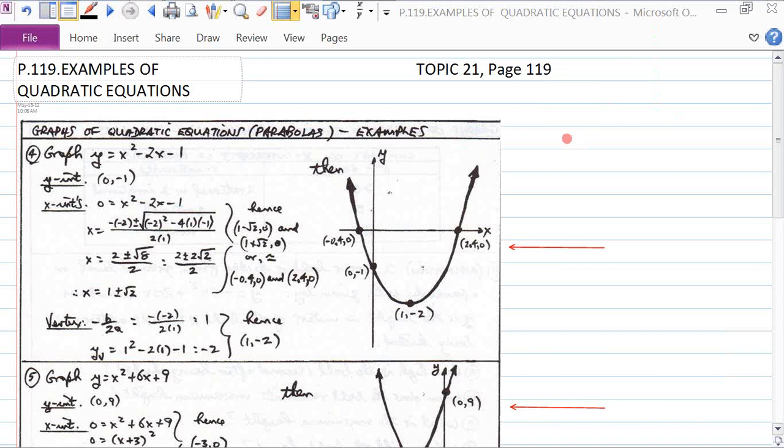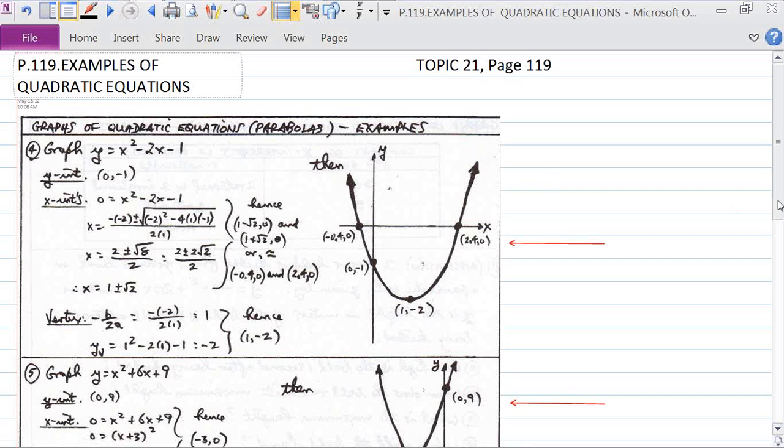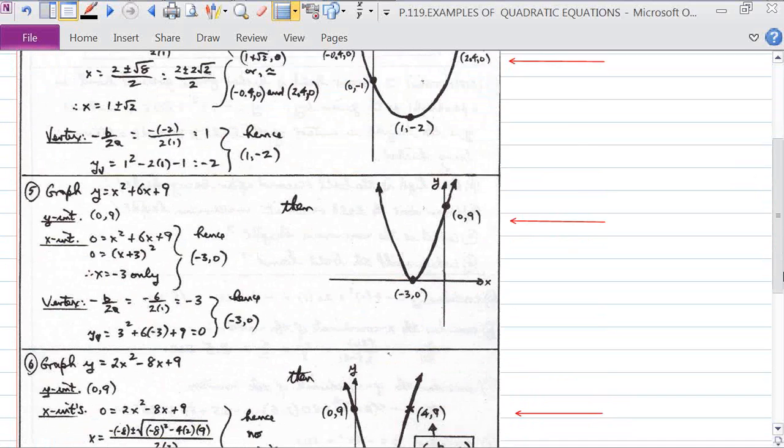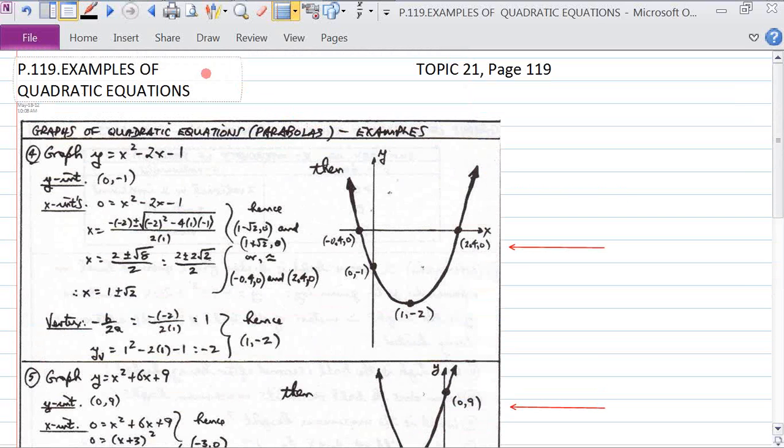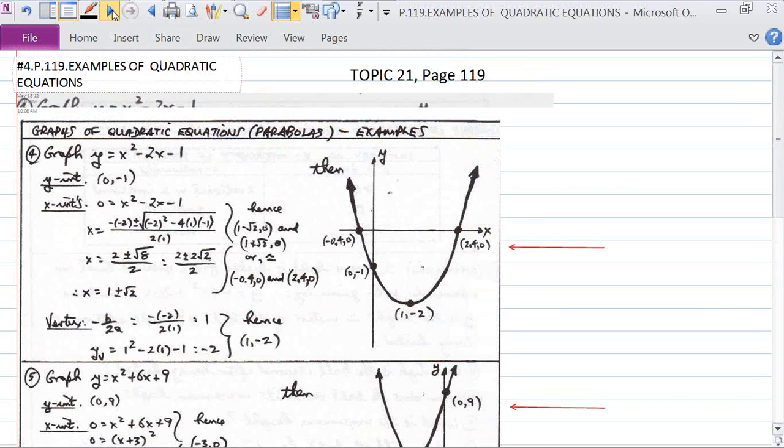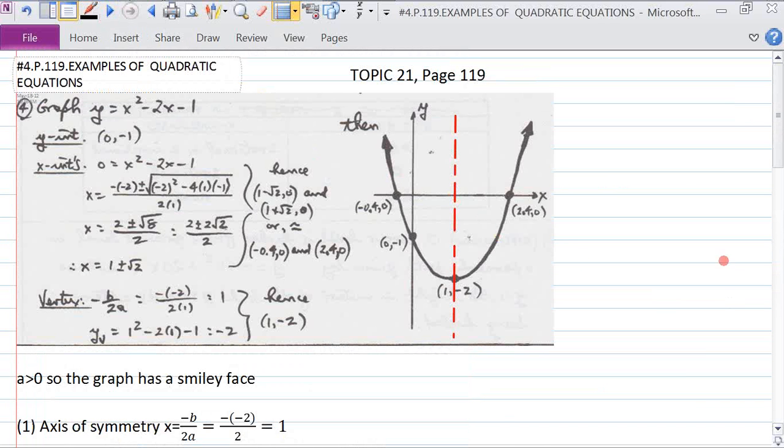We've looked at page 117, 118. We did theory of quadratic equations and showed how to draw parabolas, and we did 3 examples on page 118. Now there's another 3 examples on page 119 which we're going to go over, each one in detail, but using the same basic theory or practices that we used before.